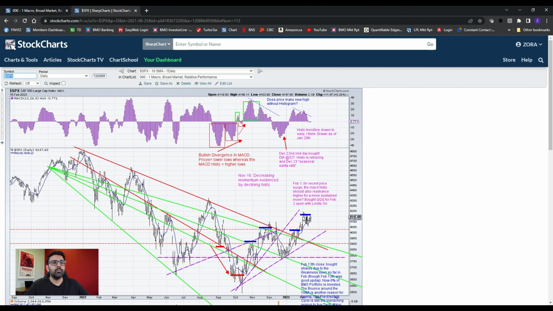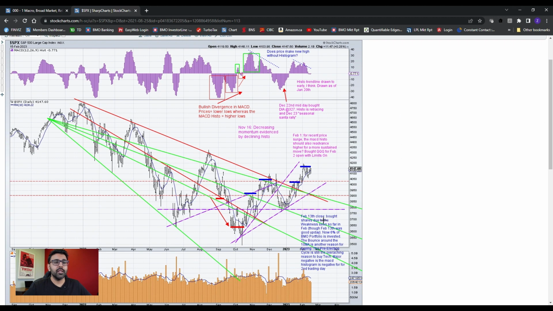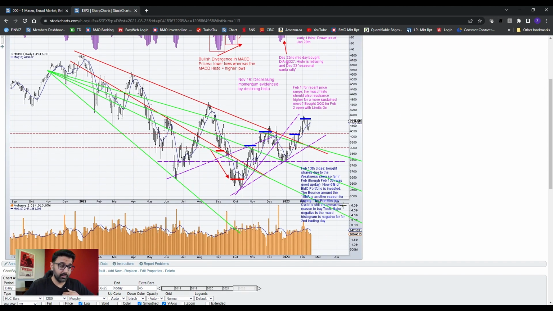So what do we see? MACD has gone negative, but price is kind of holding up. It's definitely holding up. To me, it's telling a story of digestion. February 13th, here's my note. I always recommend, well, it's been recommended to me, I recommend it to all y'all, to plot your notes, what you're thinking. February 13th, at the close, bought shares due to the weakness seen in February. Now, okay, I've got 6% of my portfolio invested.